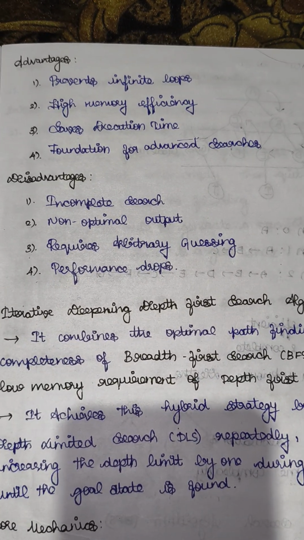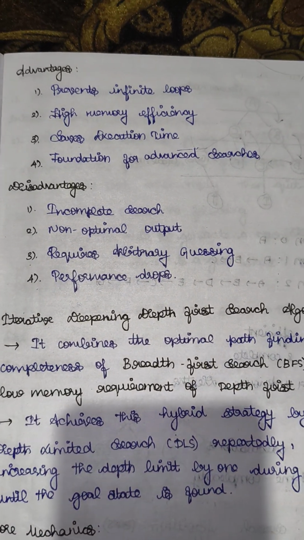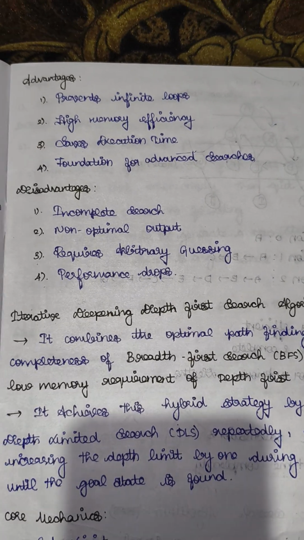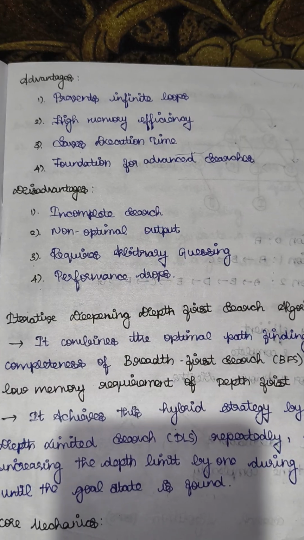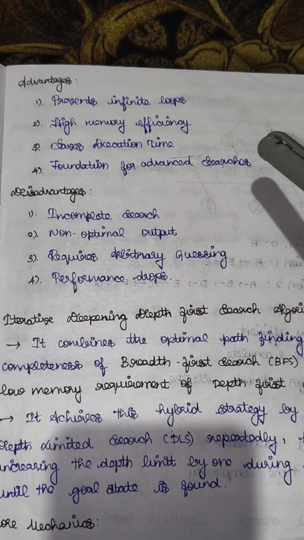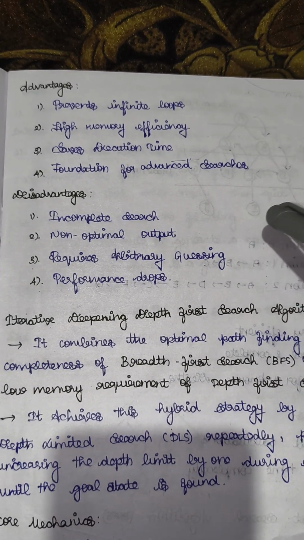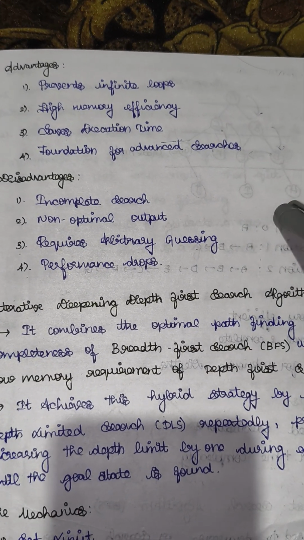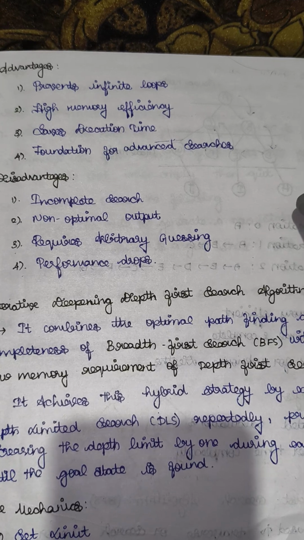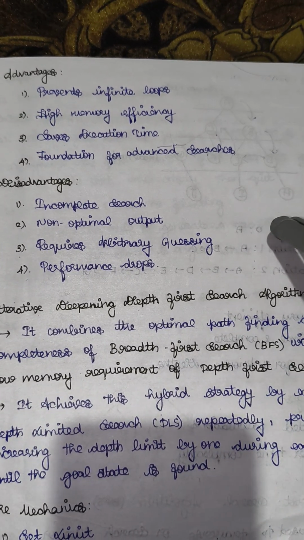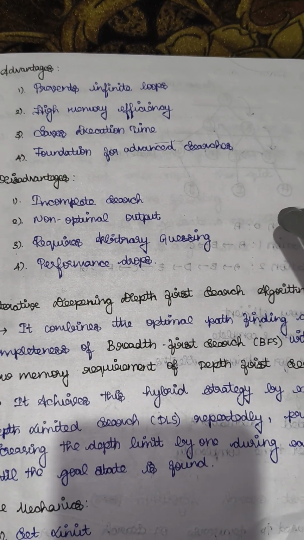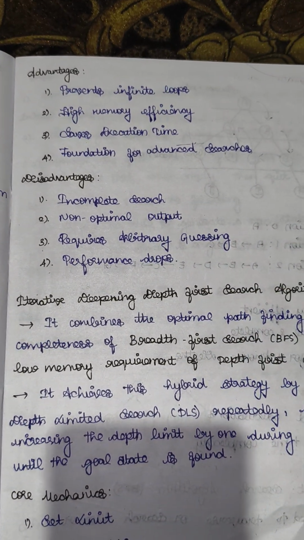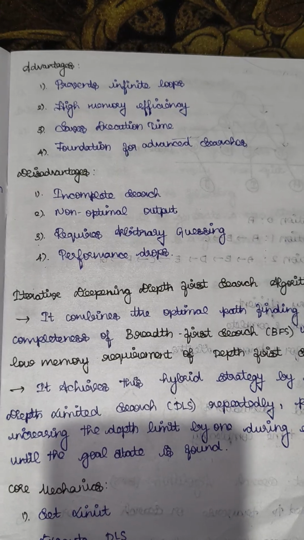The major disadvantages are, first, incomplete search. Since the depth limit has been fixed, if the goal state is not found within the depth limit, it fails to find the best solution for the problem. That's why it is called incomplete search, and non-optimal output. It also does not find the best path for the problem, and it requires arbitrary guessing. And finally, performance drops because of the limited search. So this is the example, advantages and disadvantages of the depth limited search algorithm.